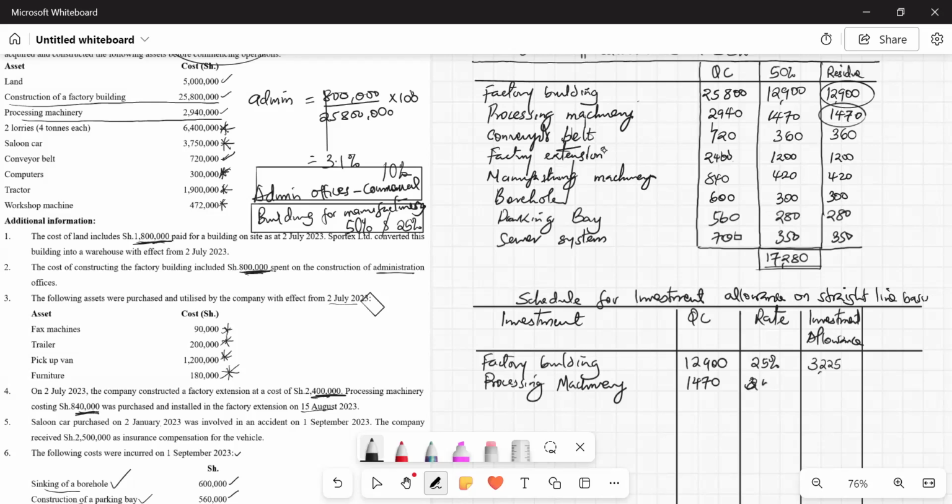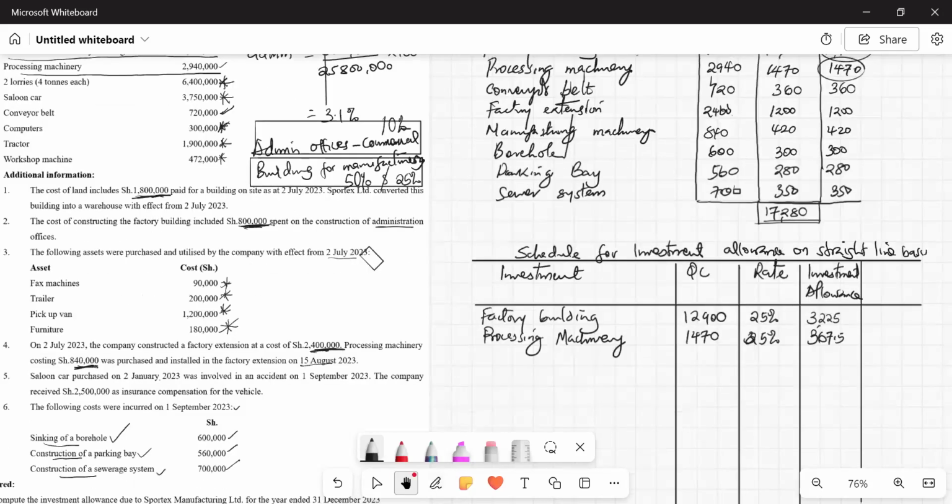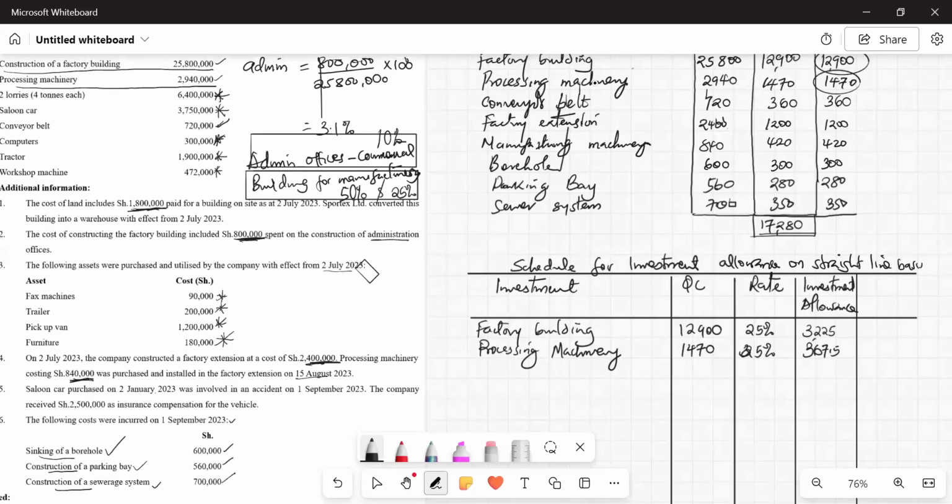This is 25% here. So 367.5. Okay. Next one is a conveyor belt.